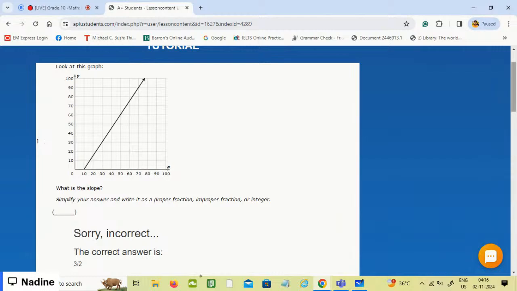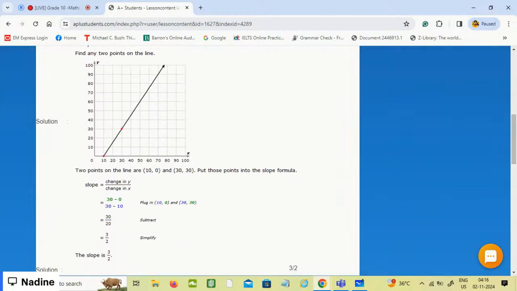So whenever we have to calculate the slope from the graph, you can select any 2 points on the graph and then find their coordinates, and then you can calculate the slope, that is change in y divided by change in x. So y is 30 minus 0, x is 30 minus 10, that would be 3 by 2.